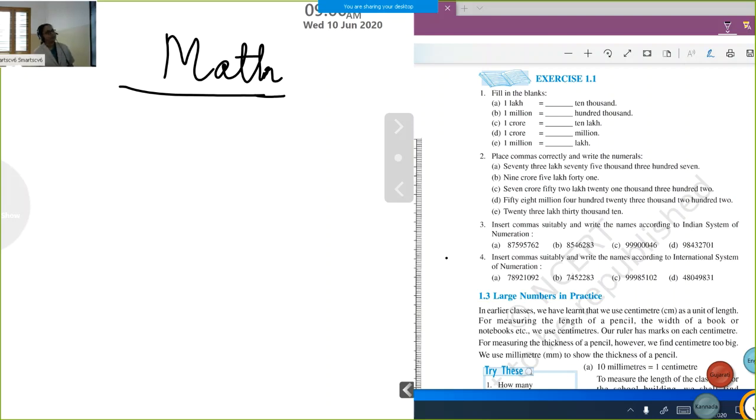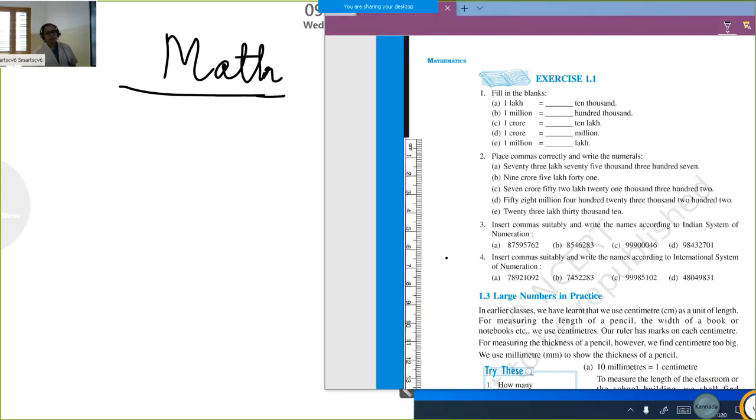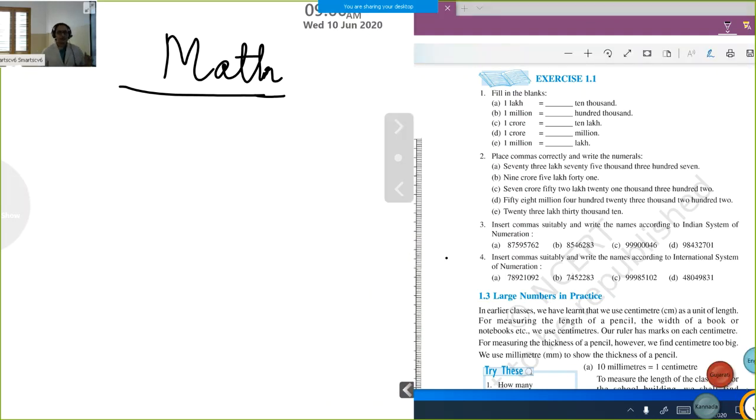Okay, children, we can start the class. First, we finish yesterday's try this question. Most of the children have done their homework and sent it to me. I have checked their work, but a few students did not send yesterday's homework.